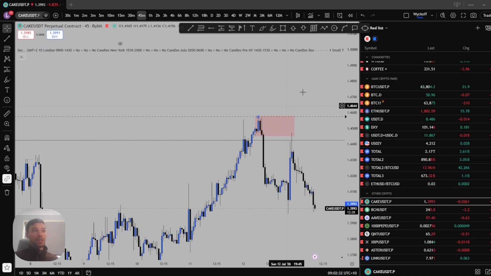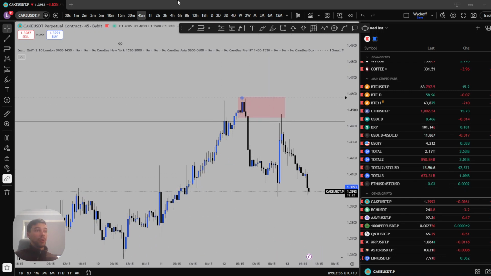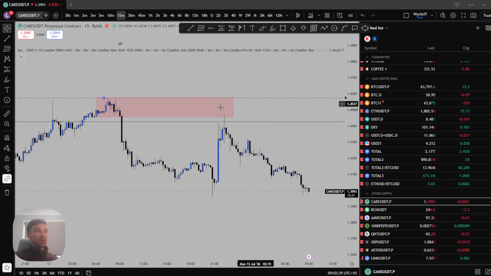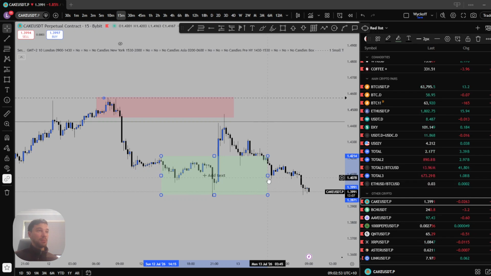The only reason I didn't enter this was because we created demand in the process. So as we mitigated this supply, we had this little, we can even pull it from here. We had this structural demand POI, and at the time where I checked up on this, price was around here. So obviously it hadn't come back down to mitigate the demand, so it made no sense for me to enter.